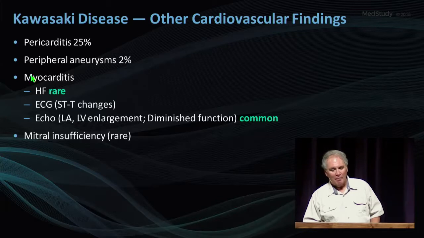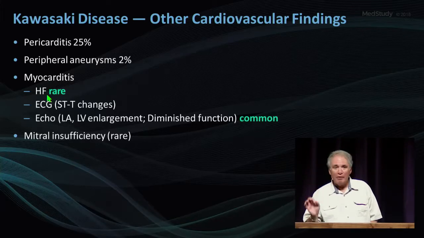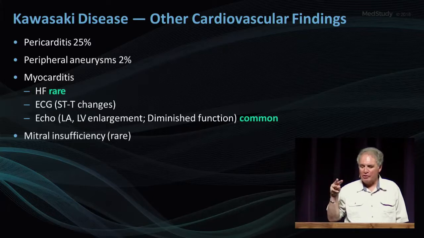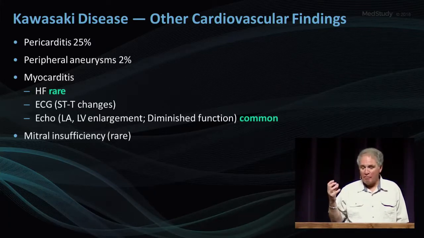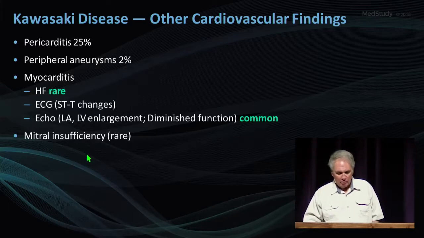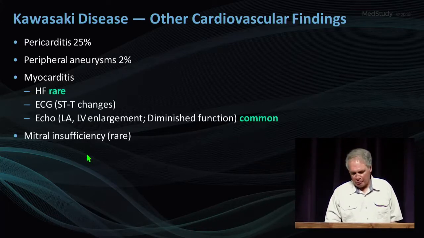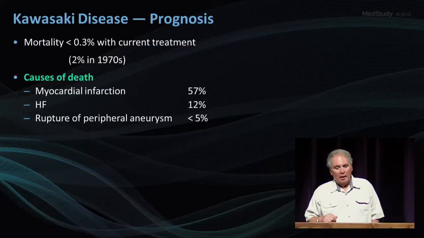Okay. Myocarditis can occur in association with Kawasaki's disease. Heart failure is rare, though. EKG changes, such as STT wave segment changes, can occur, and mild dilatation of the left ventricle, left atrium with dysfunction is actually quite common. So there's myocardial involvement as well. Mitral insufficiency, not so much.